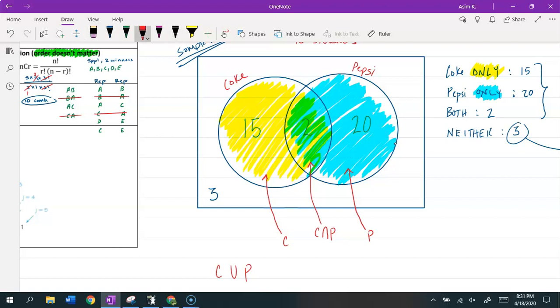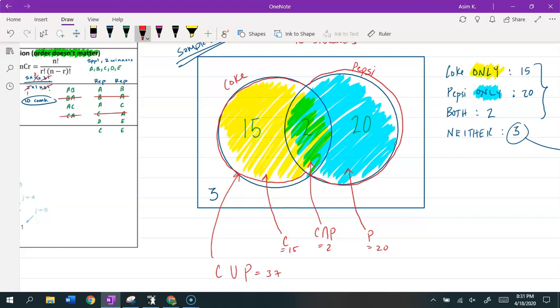Now, the best way I can explain that to you is I'll just mark around that entire diagram and say everything that is within these two circles is represented by C or P. So that's the most generalized way to do it. C is equal to 15, P is equal to 20, C and P, which is very restrictive, is only 2, whereas C or P, meaning you could like Coke or you could like Pepsi, that's actually 37. All right, so you're seeing how all of that comes about.